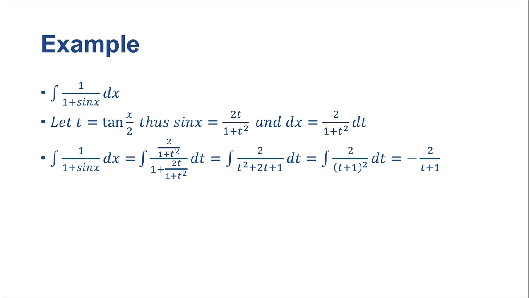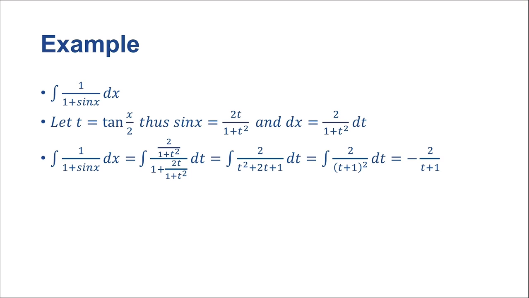Let's try it. So this gives us the integral of 1 over 1 plus sine x dx. That's equal to the integral of 2 over 1 plus t squared all over 1 plus 2t over 1 plus t squared dt. And once we simplify all of this, we get a quadratic term on the bottom. So we get the integral of 2 over t squared plus 2t plus 1 dt. This might look a little scary, but we could just factor the denominator. That gives us something that's really nice.